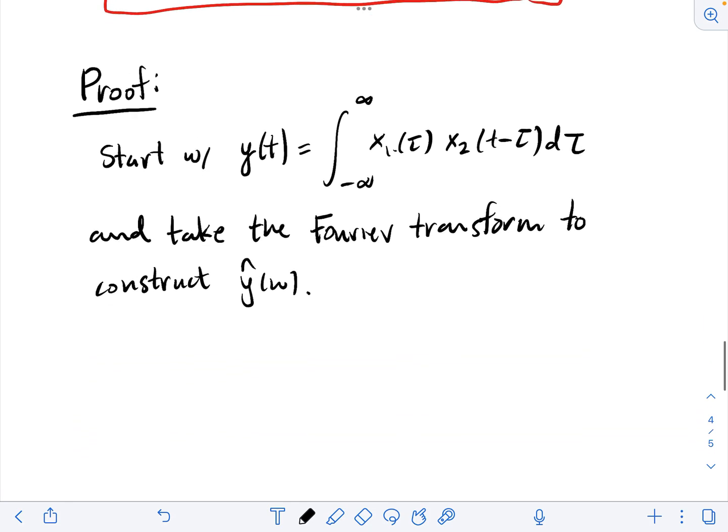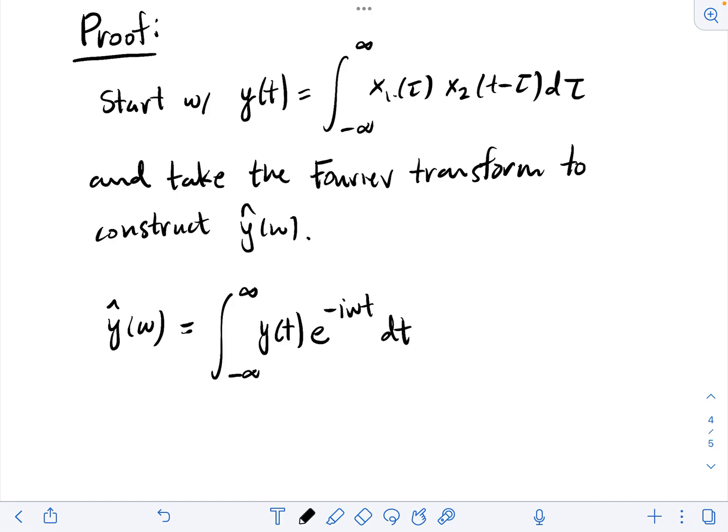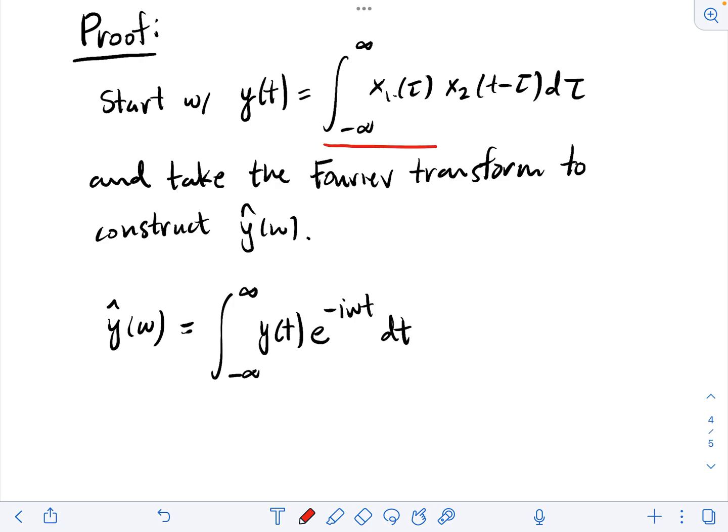So we're just going to do that explicitly. We're going to express the Fourier transform of y of t, which is just the integral from minus infinity to plus infinity of y of t e to the minus i omega t dt. And what we'll do is take this integral and substitute in for y of t. Okay, so we're going to end up with a double integral.